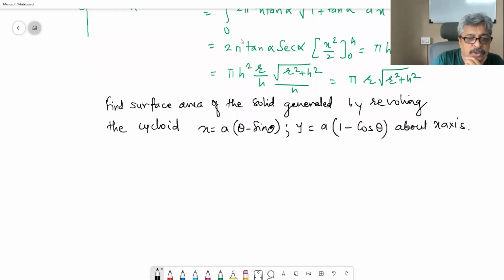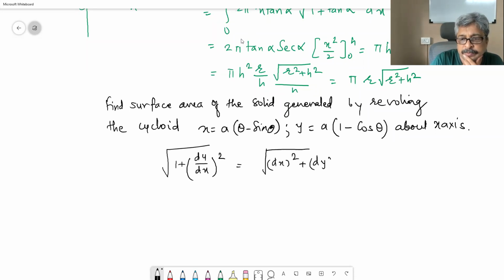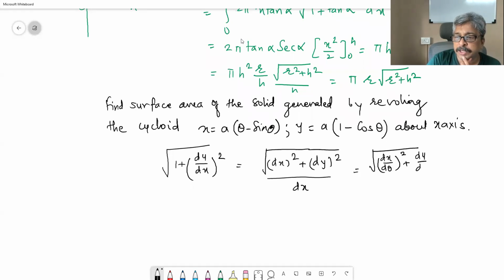Y in terms of theta we already know. So radical 1 plus (dy by dx) bracket square is equal to radical dx square plus dy square divided by dx, which is equal to radical (dx by d theta) bracket square plus (dy by d theta) bracket square, divided by dx by d theta, into d theta. Is that correct? dx upon dx by d theta.